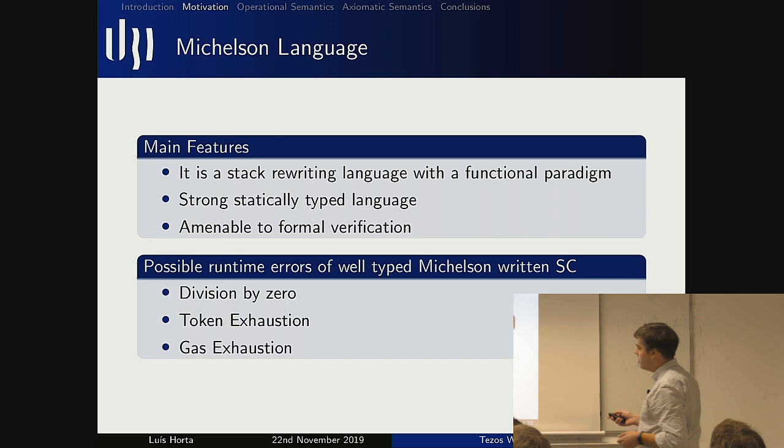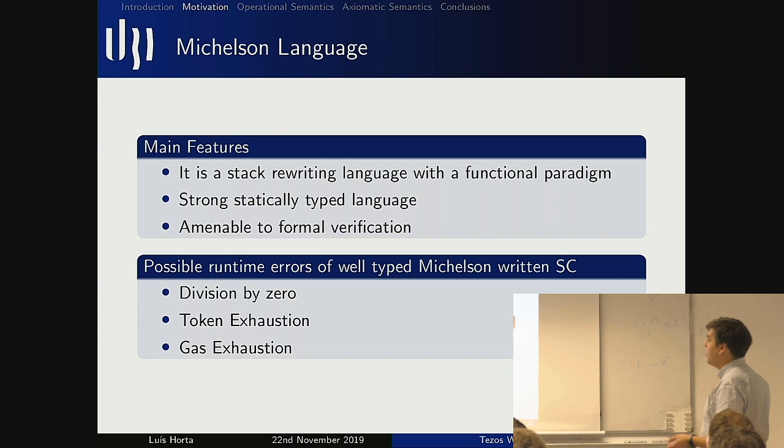So you all know Michelson. You had an introduction yesterday about it. Mainly it's a stack rewriting language. It's amenable to formal verification due to its properties of being a strongly typed language and the functional paradigm. So you all know that we only have three types of runtime errors for a well-typed Michelson program, which are division by zero, token exhaustion, and gas exhaustion. The first one is easily avoidable by the return type of the Euclidean division algorithm being an option type.